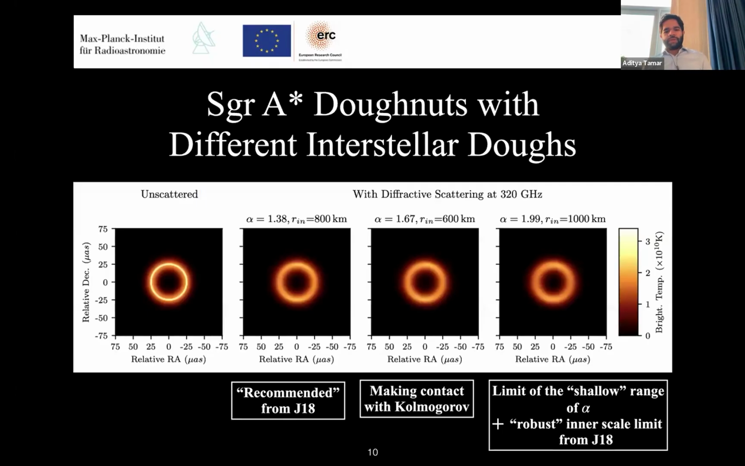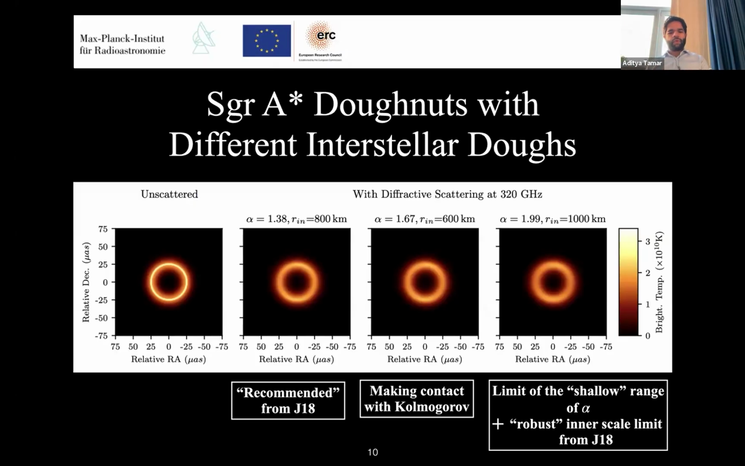And so this is what our donuts look like. So these are the donuts. You're using different interstellar doughs. What you notice here is three parameter sets. The first parameter set for alpha and Rn was recommended from the Johnson 2018 paper based on archival radio observations.